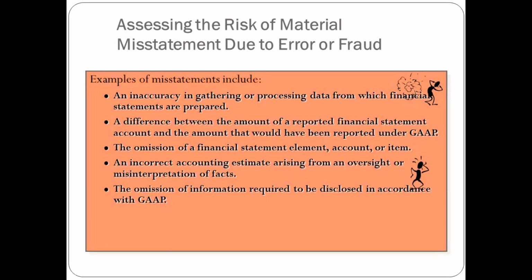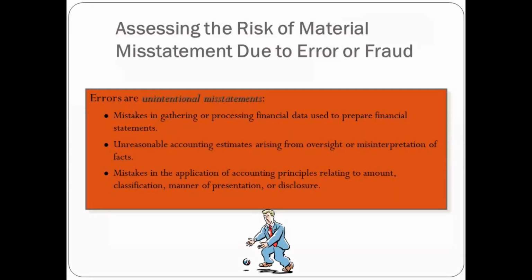So what an auditor has to do is determine whether this is really an error, or is management trying to fraudulently report information in the financial statements. That's a judgment the auditor has to make. I already said errors are unintentional. And usually they relate to things such as the gathering and processing of financial data, or unreasonable accounting estimates because there's an oversight or a misinterpretation.